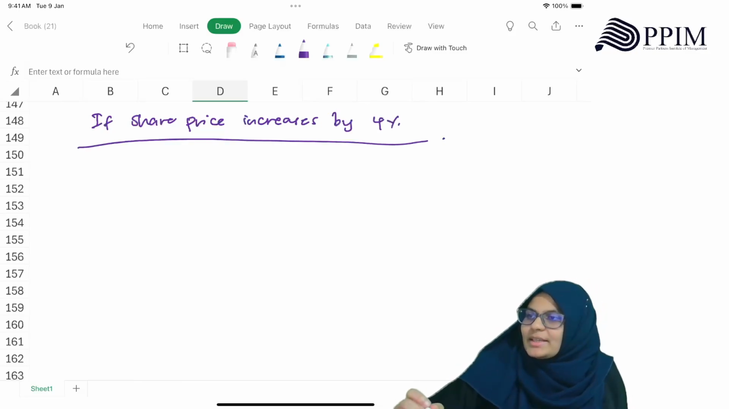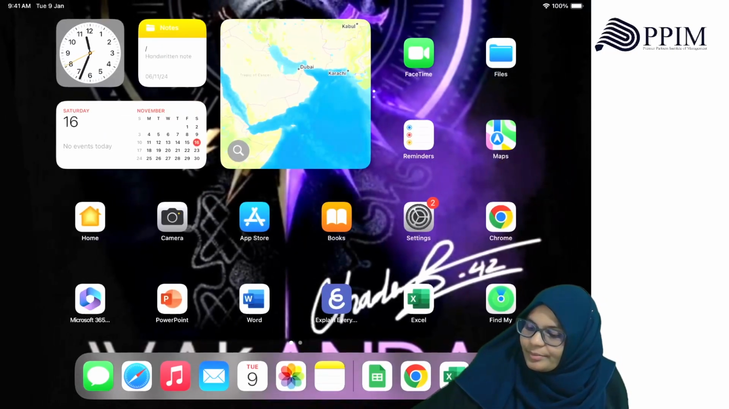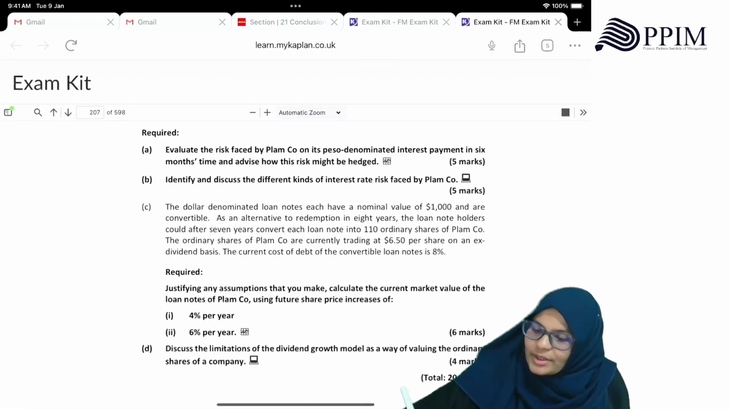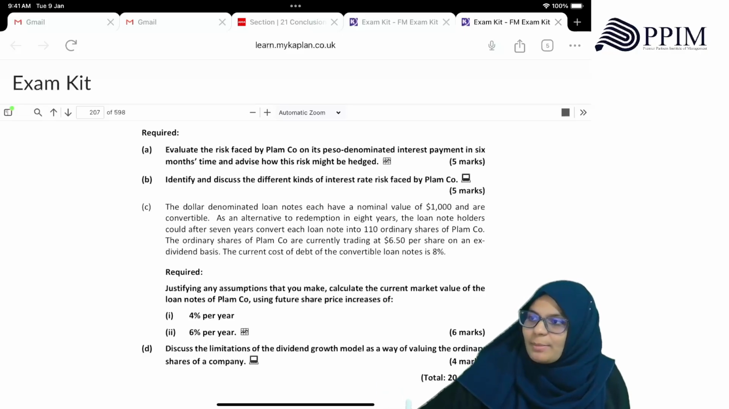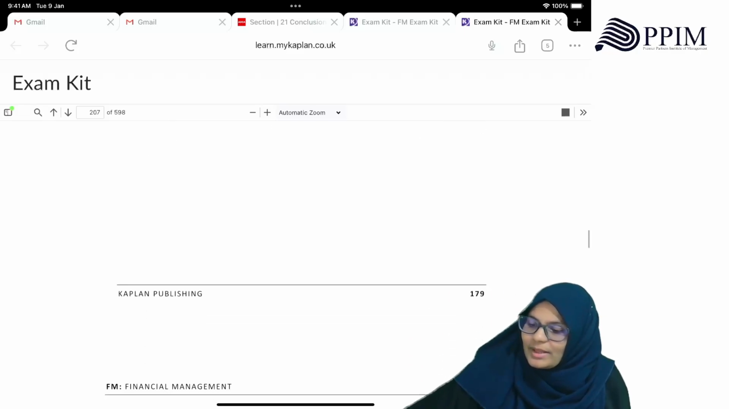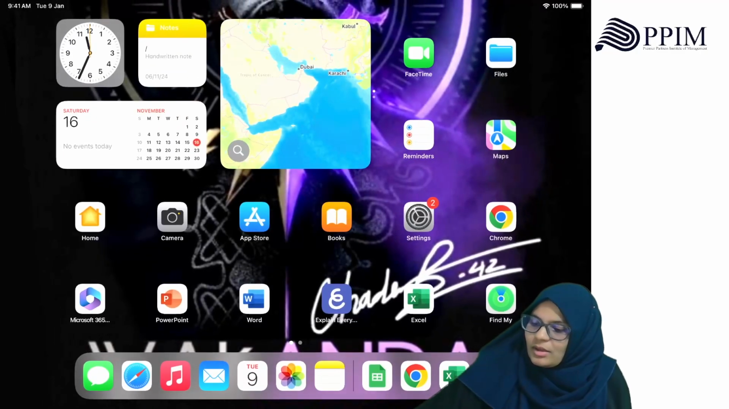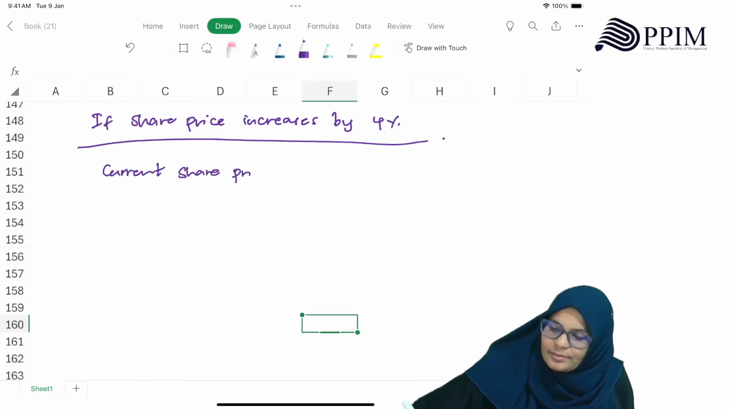Now, if share price increases by 4%, when can I do this conversion? They said an alternative to redemption in 8 years is we can convert in 7 years time. So if the share price is going to increase by 4% every year, I need to know, after 7 years, how much will the share price be? Currently it is 6.5 per share. They told me that as well. So the current share price is $6.5.